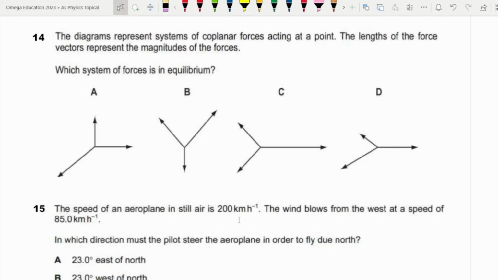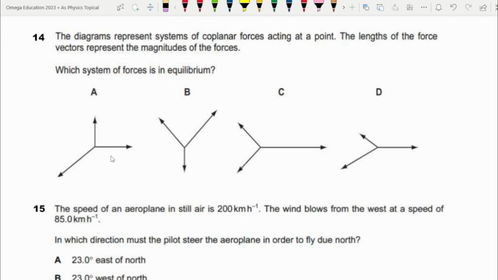Okay, anyway, let's move on to the next one. The diagram represents a system of coplanar forces acting at a point. The length of the forces... which system of the forces is in equilibrium? So in order for the system to be in equilibrium, the resultant of the forces has to be 0. So let's start off with the first one.